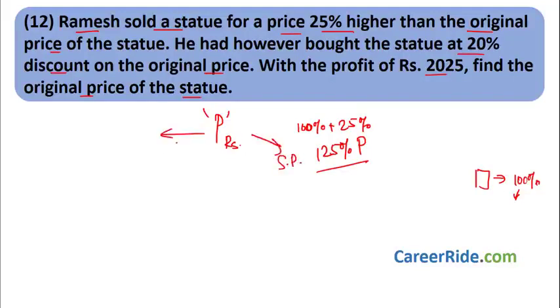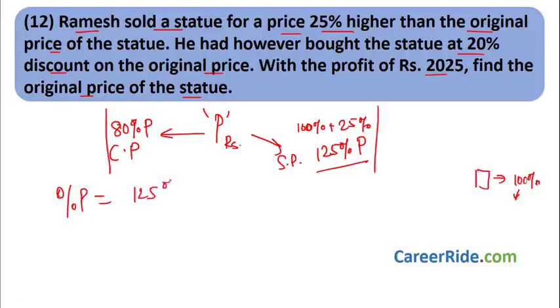Also, the statue was bought by Ramesh at a discount of 20%. So, how much did Ramesh actually pay for the statue? 100% minus 20%, 80% of the original price. This becomes the cost price, right? Now, profit is how much? This is cost price, this is selling price. Selling price is 125% of P minus cost price 80% of P, that is 45% of P.